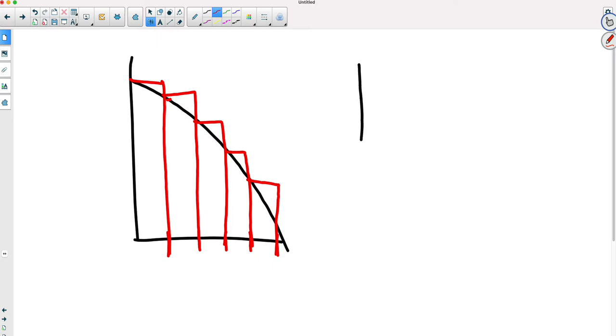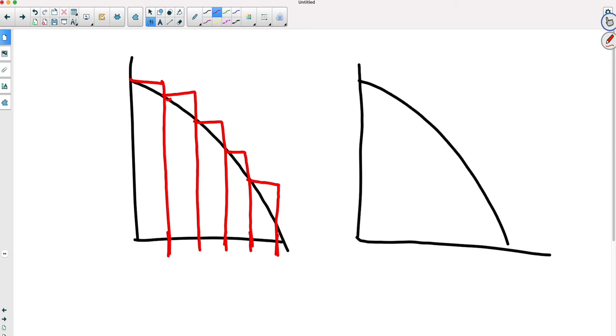Here's another way. Again, I'm going to use 5 again. So let's say these are the exact same objects. This time I'll use blue. 1, 2, 3, 4, 5. So this time, I'm going to break them up like this.